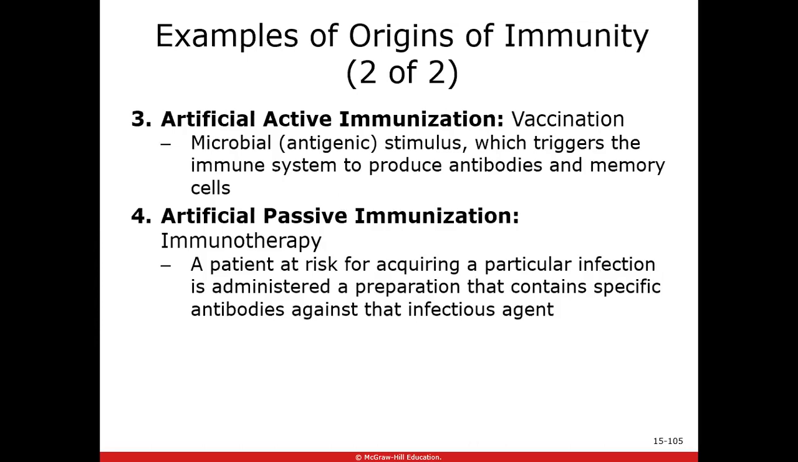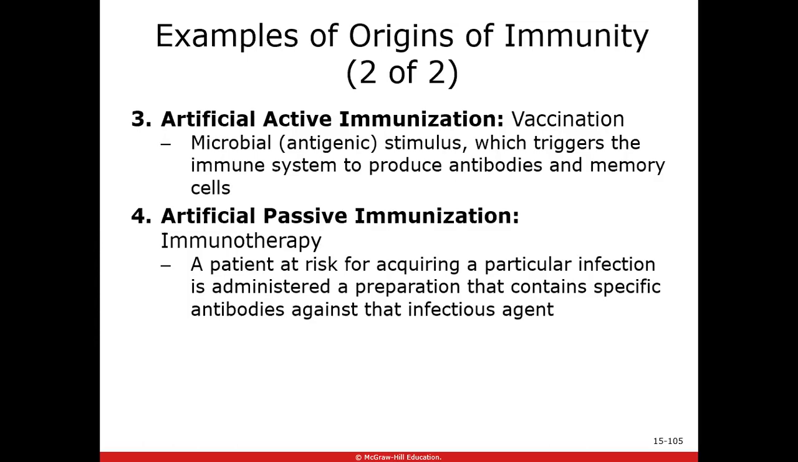Then you have artificial active immunization. The vaccination, which is the microbial or antigenic stimulus, it triggers the immune system to produce antibodies and memory cells. That's artificial active immunization. And that's what, when you hear immunization, that's typically the one they're referring to.